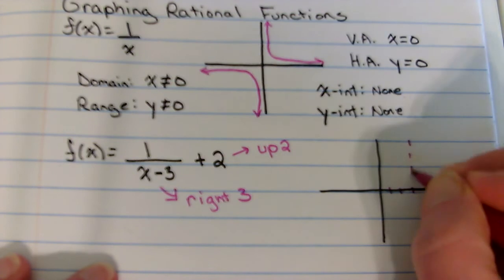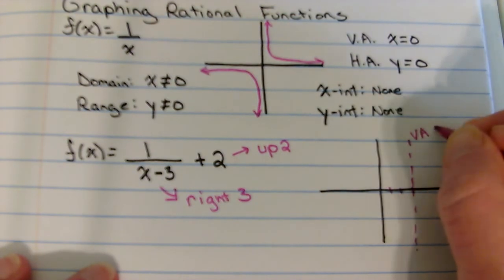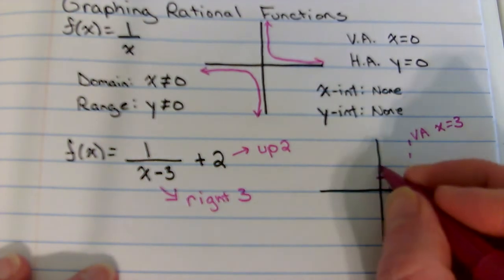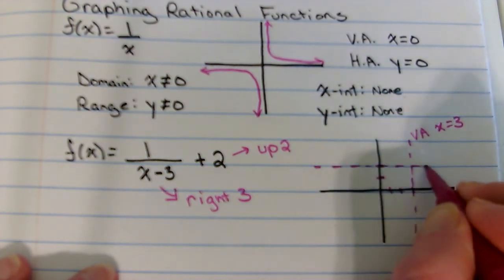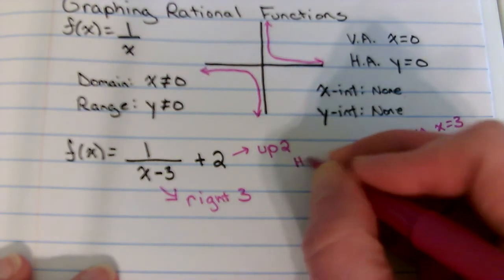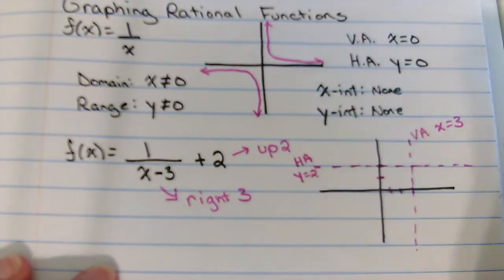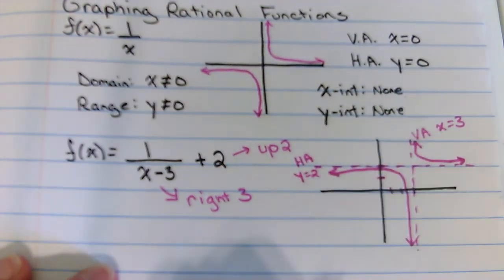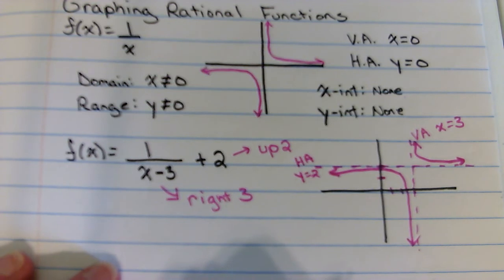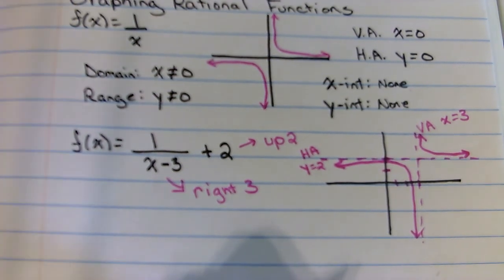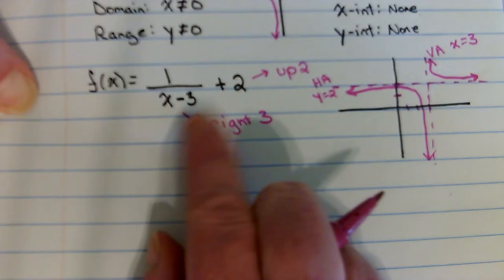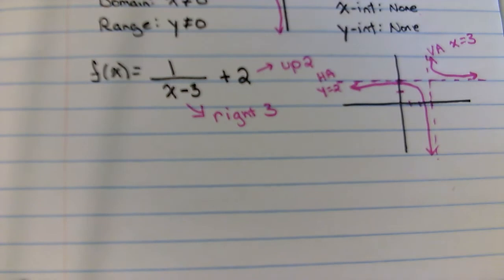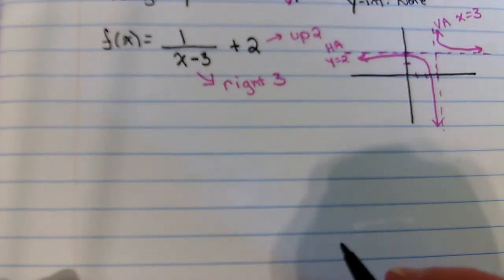1, 2, 3. That's my vertical asymptote at x equals 3. It's going to move the whole graph up 2, so that's going to move my horizontal asymptote up 2. So the horizontal asymptote would be at y equals 2. It still has the same shape, but the horizontal and the vertical asymptotes would just shift depending on how I moved up, down, right, left, etc.